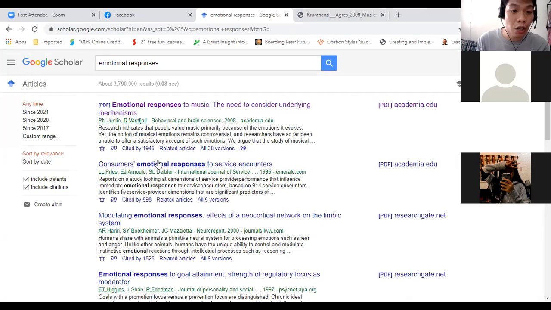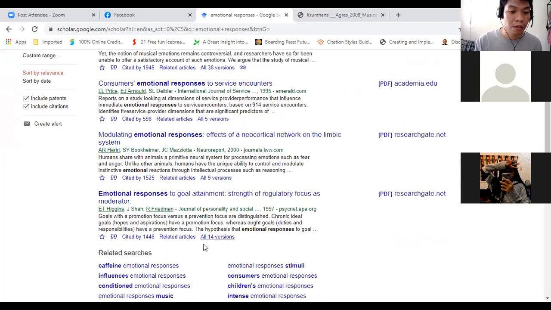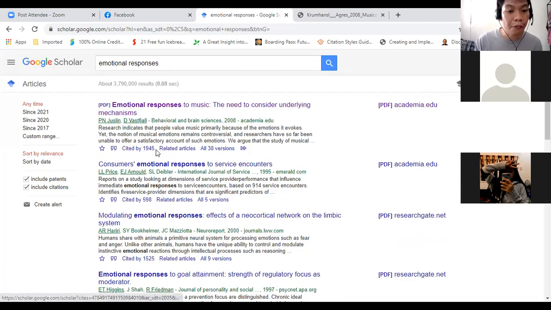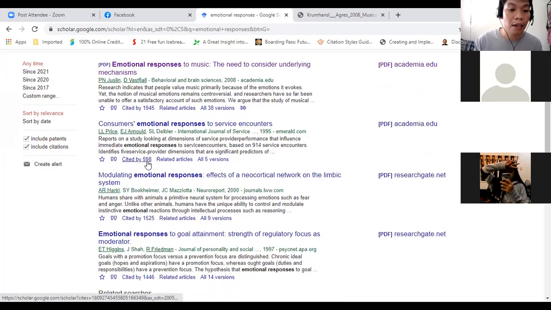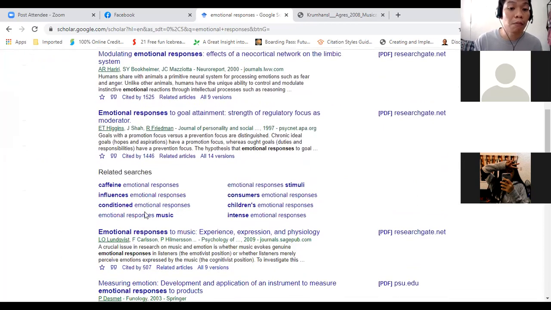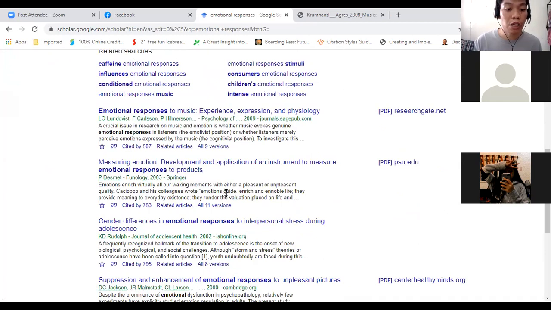So, you need to be mindful na dapat para valid yun ang research article or ang reference, dapat 50 above. So ito 1,945 meaning reliable ito na source. Ito rin 598 to 1,525. Ibig sabihin mga reliable na sila na sources. So pwede nimo sila magamit.